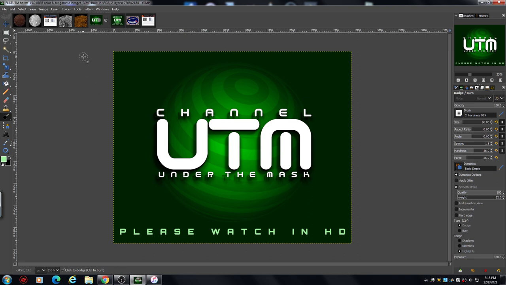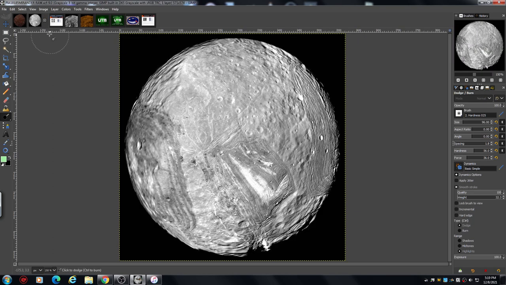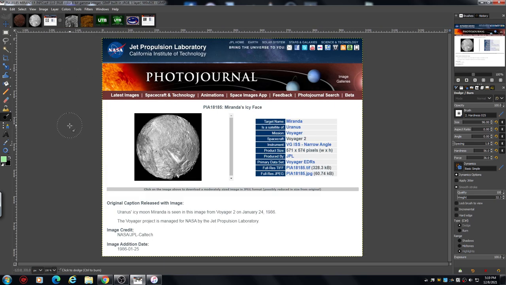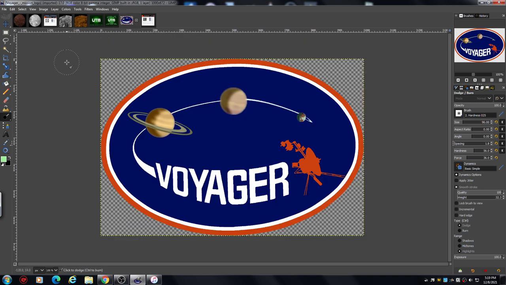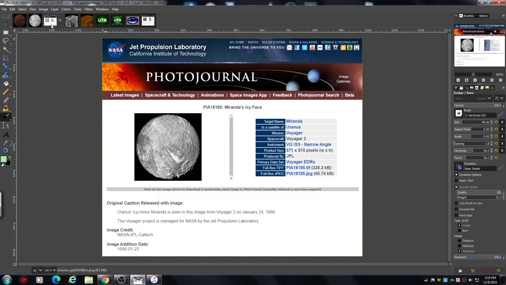We are going to be, this is part two of Miranda, I think, and this is Miranda. This is the image we're going to be looking at, which we are here. It's the Voyager 2. I always show these because I like them, but I don't like that one.